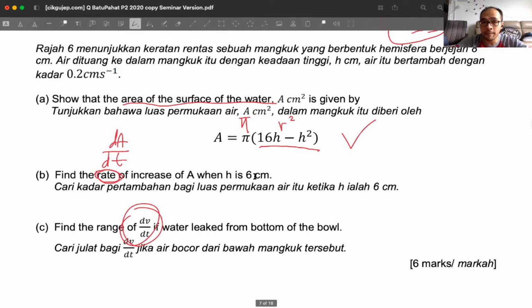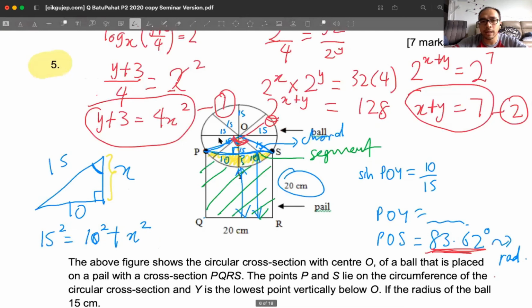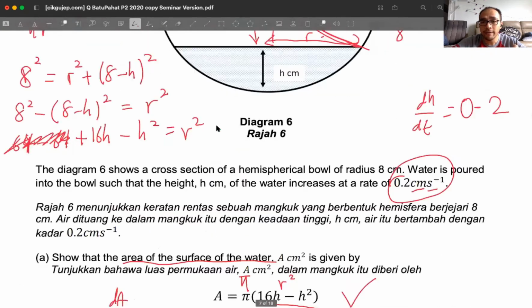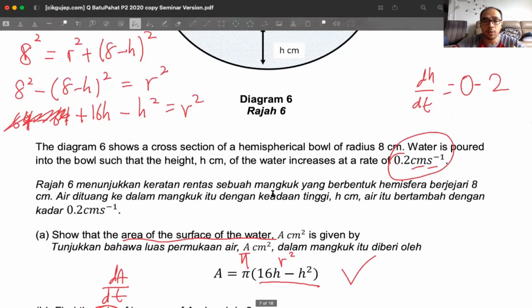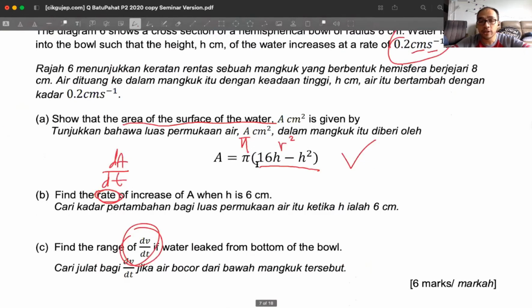h is 6 cm. But what do we have? We have dh/dt. And we can find dA/dh. If I differentiate this, A equals, I'm going to split this up, 16h pi minus pi h squared. I think I'm going to write this the other way around, because pi is just a number, like any number. So 16 pi h. So if I differentiate dA/dh, what do I get?